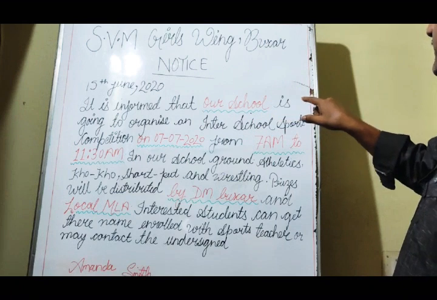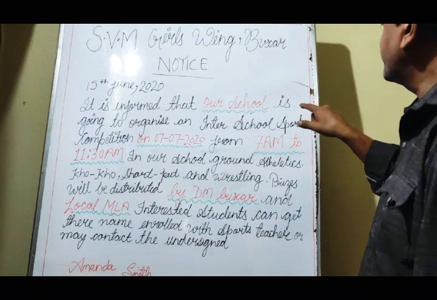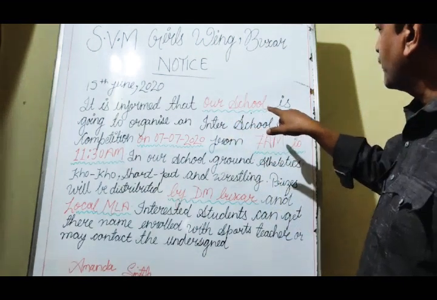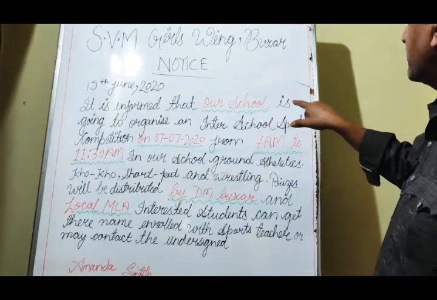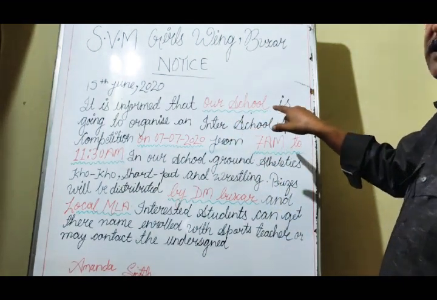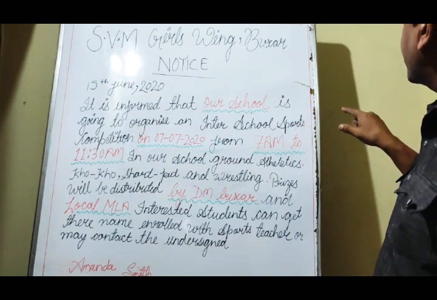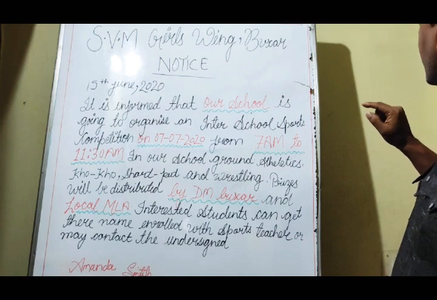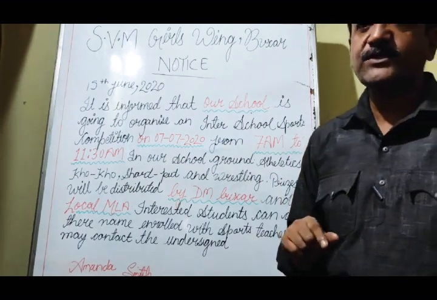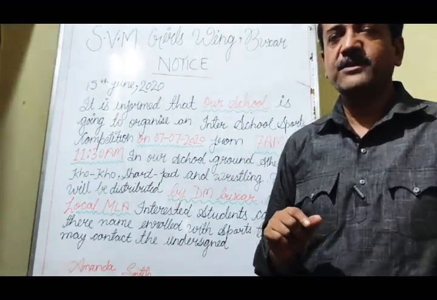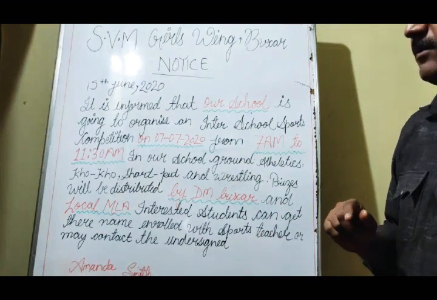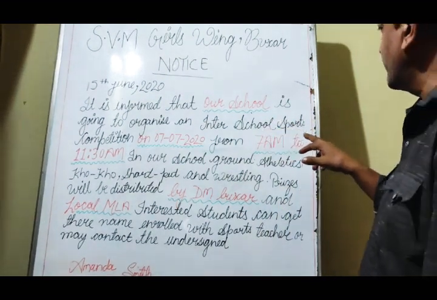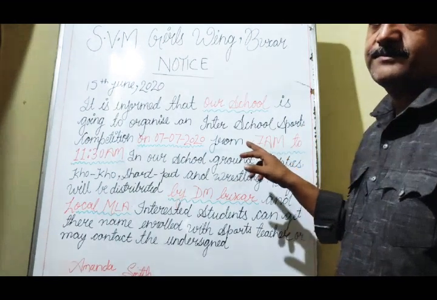That is 7/7/2020. So the date is fixed. So when? Then the date is the answer. Then comes what time it will happen. We have to mention about the time also. So the time is already written, 7 to 11:30 a.m.